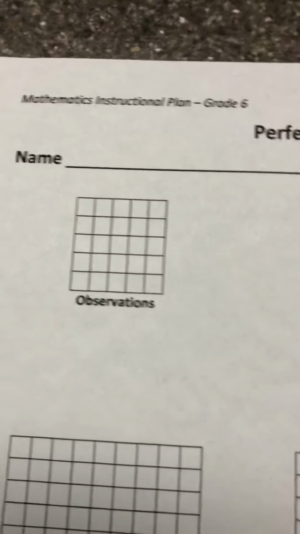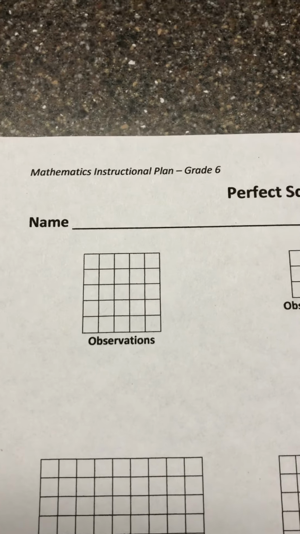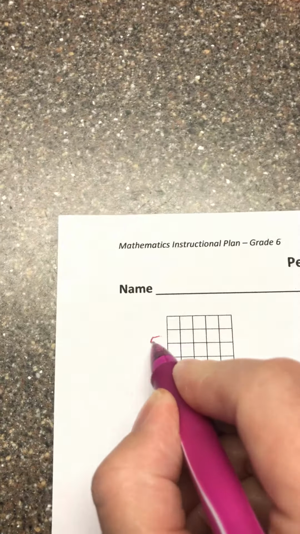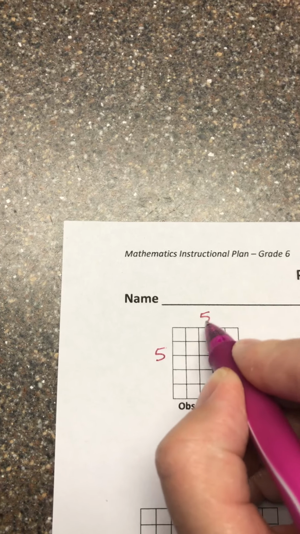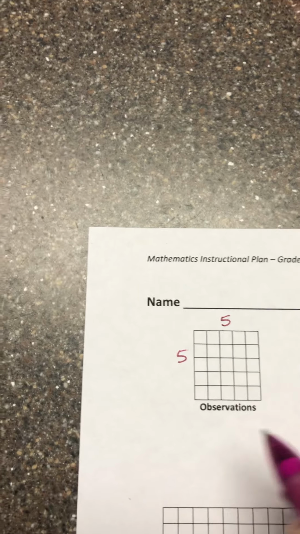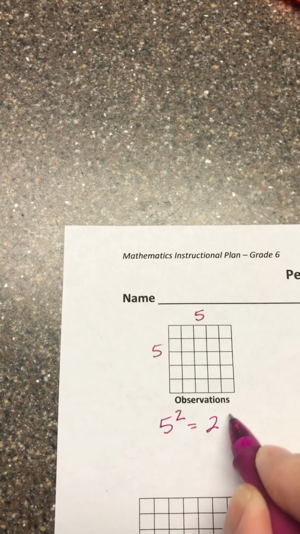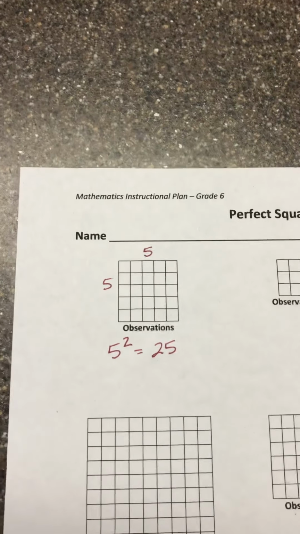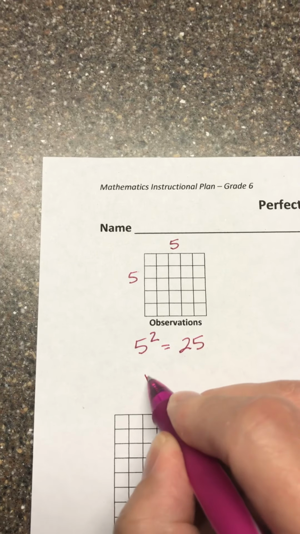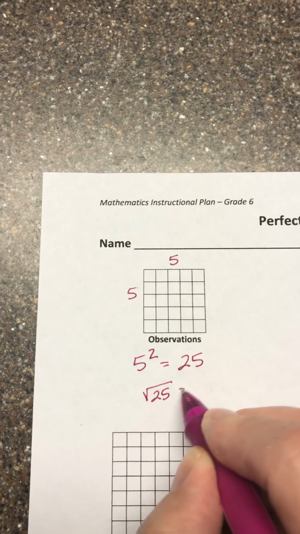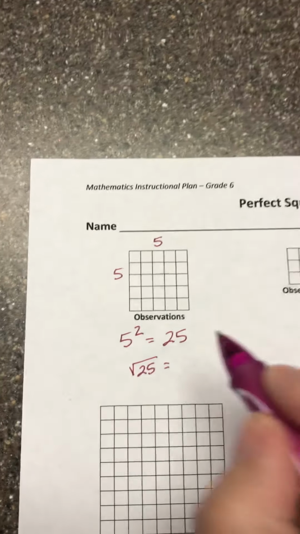All right, so now let's look at these. Let's look at our first example here. What do you notice? Well, it has a side of 5 and a width of 5. So 5 squared is 25, making 25 a perfect square. What's the square root of 25? It's 5. Very nice.